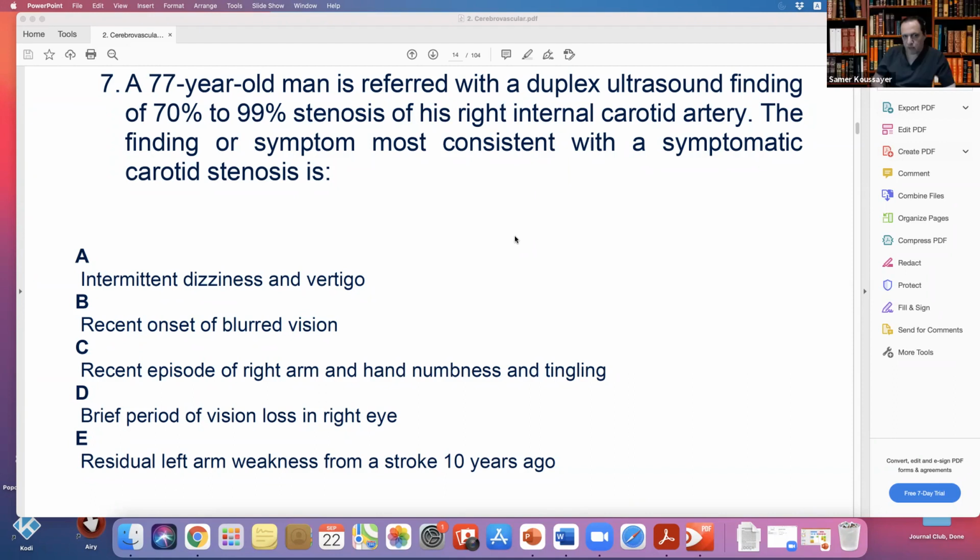And the left arm weakness, yes, it would be from the stroke if he said within 3 months. But because he said 10 years, this is more than 6 months, so we cannot consider it symptomatic. This is very important, okay? This is just to know what the symptom is. So the thing most consistent with this patient being symptomatic is the vision loss in the right eye. Okay, thank you.